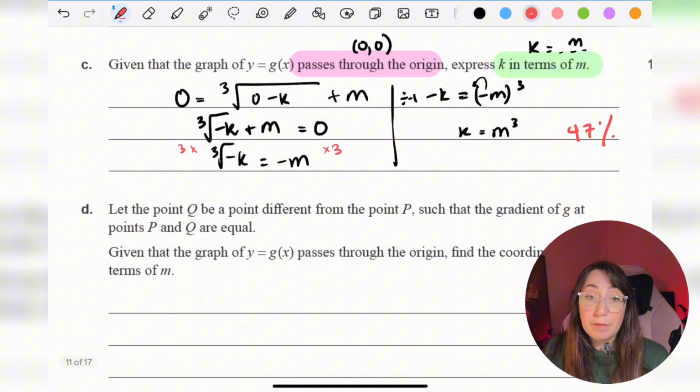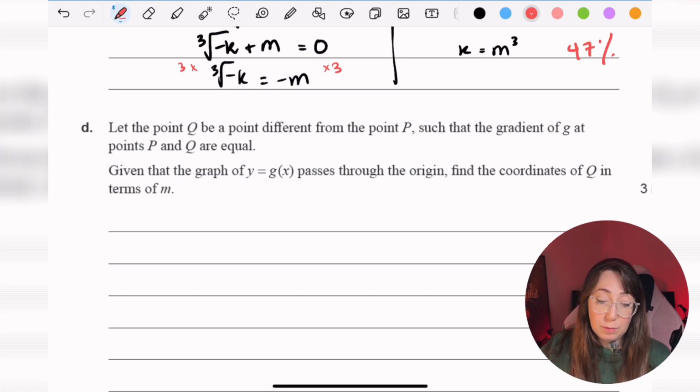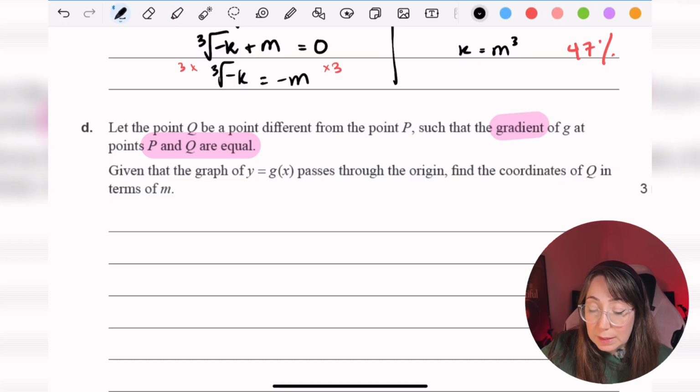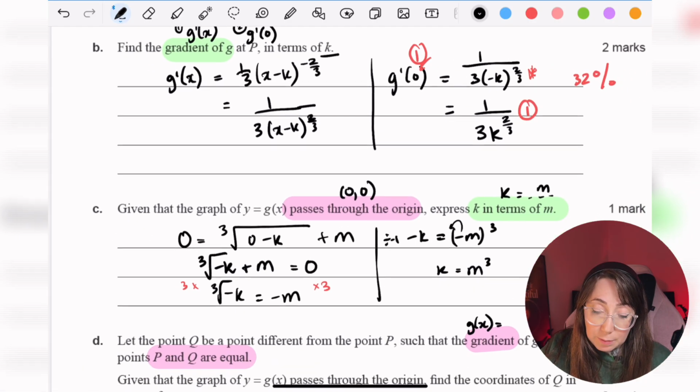And now let's move on to our very last part. It says, let the point Q be a different point from the point P, such that the gradient of g at points P and Q are equal. So it's very key information there. What we know is that the gradients at those 2 points are the same. Now, what I'm just going to highlight also as key information is the gradient. And we have previously found the gradient of the graph. We did that in part B.